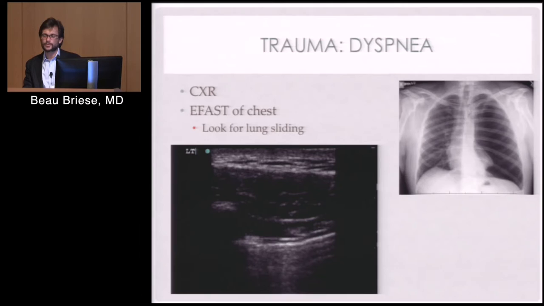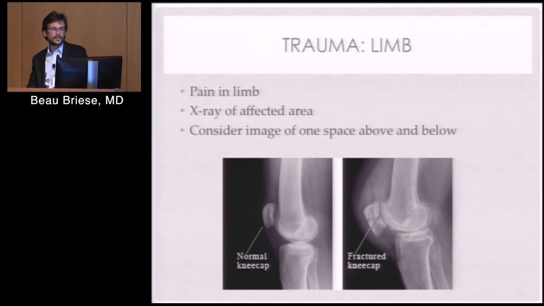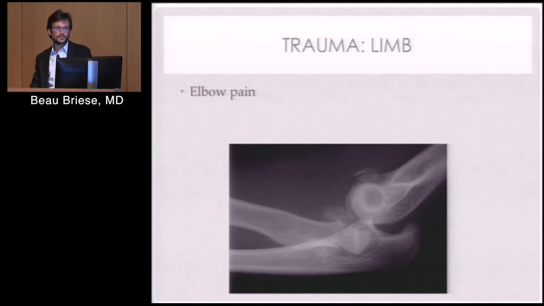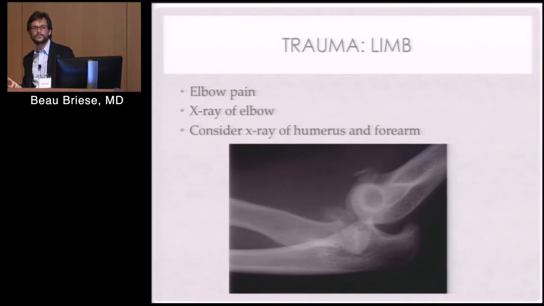Something to think about. Pain in the limb. Get the x-ray of the affected area and consider imaging one space above and below. Elbow pain, for example. Oh my gosh, look at this. Don't get distracted by the obvious injury. Consider getting a humerus and forearm x-ray as well. Maybe they've got a distal radius fracture or something. They often go together, especially when something is strong enough to do that.